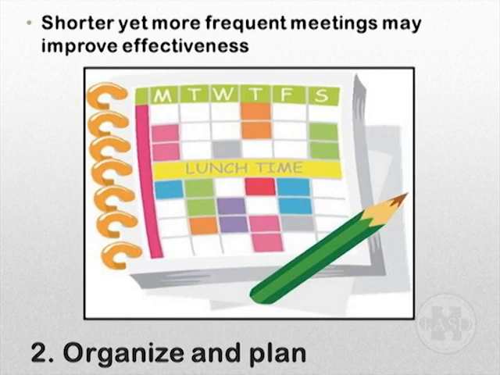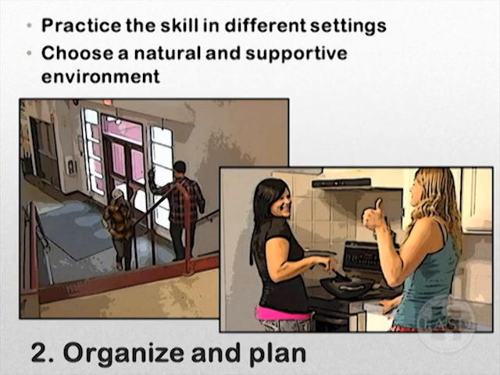Choosing how often to meet may be impacted by the class schedule, but keep in mind that students will need lots of repetition and reinforcement. Shorter meetings that happen more often may improve effectiveness. When deciding where to meet, consider promoting generalization by creating opportunities to practice the skill in different settings. Finally, social skills should be taught in a natural and supportive environment.